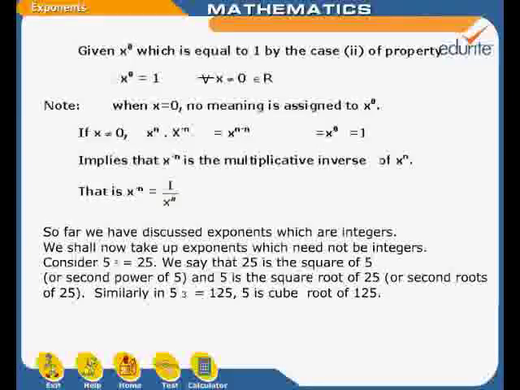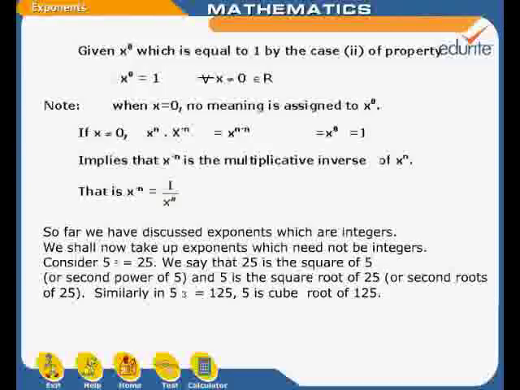x raised to the power 0 is equal to 1 by the second case of the property. Therefore, x raised to the power 0 is equal to 1 for every x not equal to 0 and belongs to capital R. Note, when x is equal to 0, no meaning is assigned to x raised to the power 0.